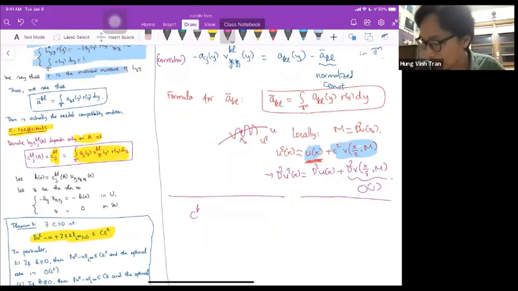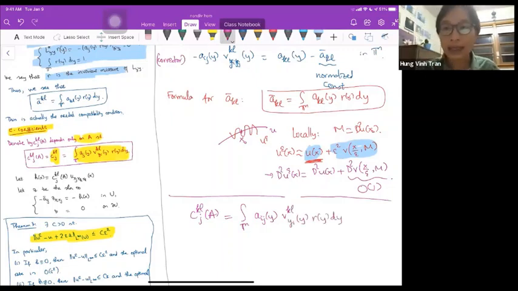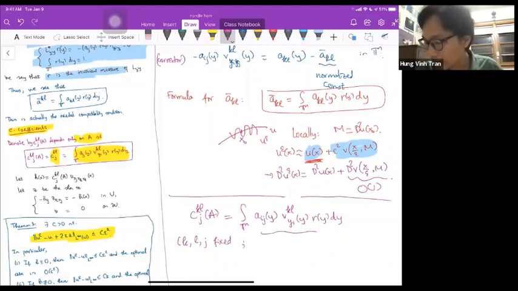So C_KLJ of A equals the integral on the torus. You just take the coefficients of the diffusion matrix, right? V_KL, y_i, r_j, dy. And let me clear it out again here. K, L, J are fixed, right? And then on the right-hand side, we actually sum over i, so it's repeated in i. Just to make it clear, okay.